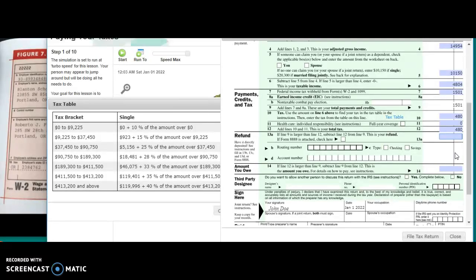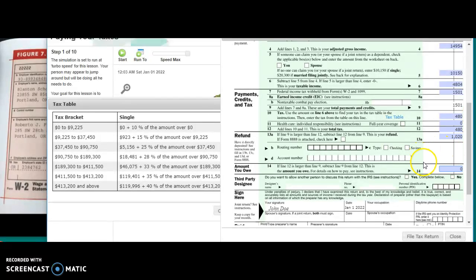So let's take a look here. If line 9, which is $1,501, is larger than line 12, which is $480, then we are going to be calculating a refund by subtracting. So $1,501 minus $480 is going to give us a total refund of $1,020. And at this point, we are able to file our tax return. 14 can remain blank, or you could put 0 since we don't owe any money.